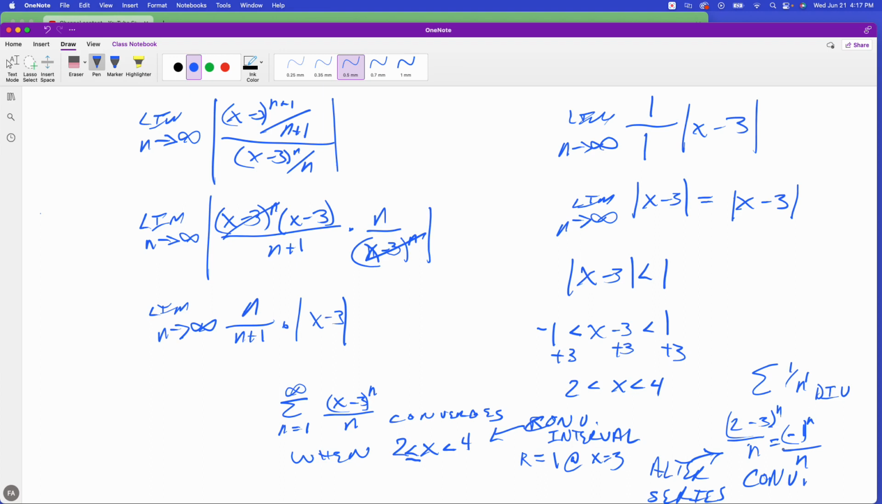So notice that we did pay attention to a couple different things. We did the ratio test, and after we were done with the ratio test, we went back and said, well, what about the p-series? What about the alternating series? Because those became possibilities when we did this.